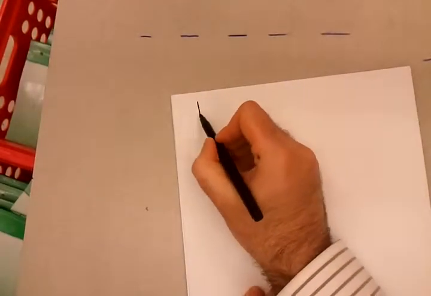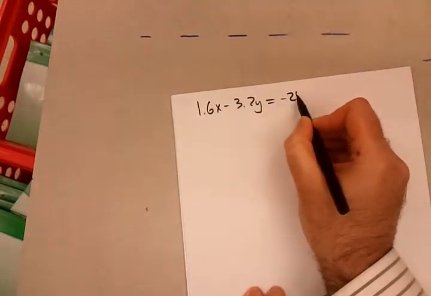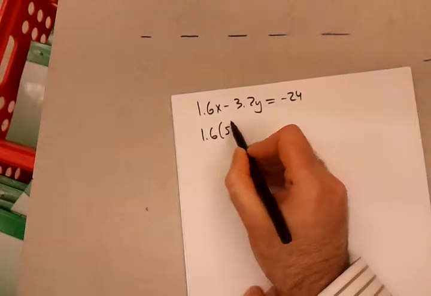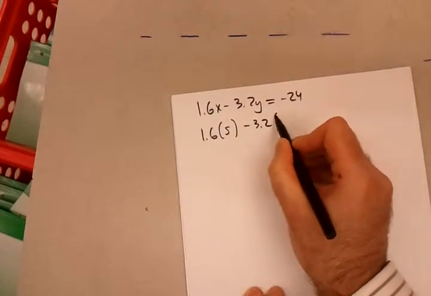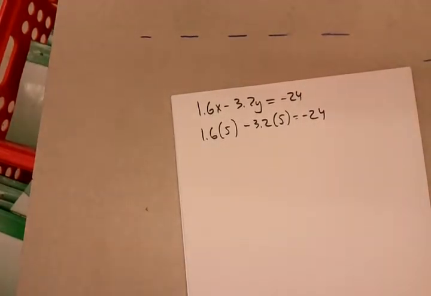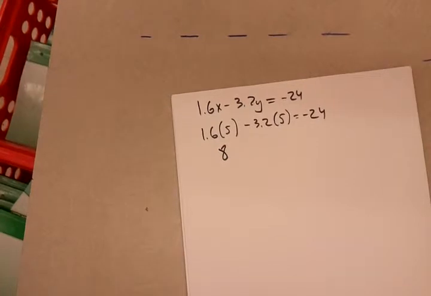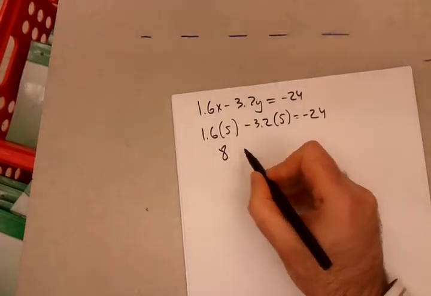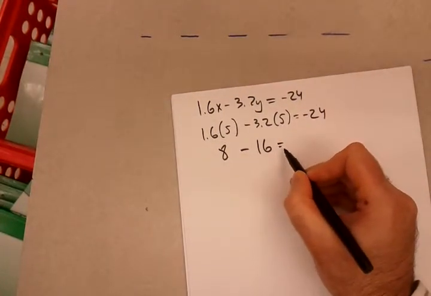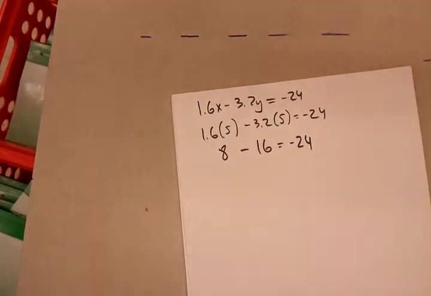So the first equation was 1.6x minus 3.2y equals to negative 24. Plug in the x, which is 5, plug in the y, which is 5, and see if it is going to work. So 1.6 multiplied by 5 is 8. And then positive times a negative, that's going to give us a negative number. And 3.2 multiplied by 5, that's 16. So that's minus 16 equals to a negative 24.